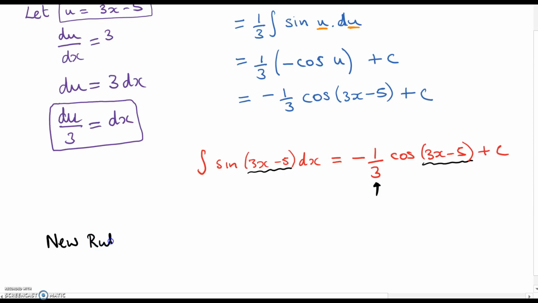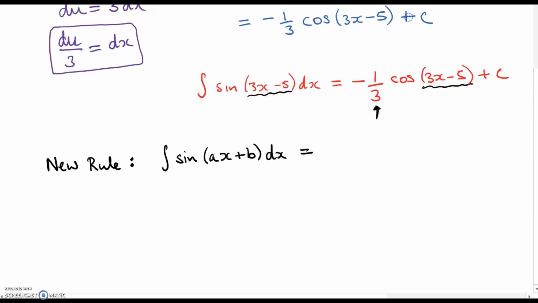Okay, now I know you don't base a rule on one example, but this is actually a rule that works. So if we have the integral of the sine of, instead of 3x minus 5, let's make it ax plus b, where a and b are just constants, ordinary numbers. Well, the rule is going to be: the integral of sine of ax plus b is going to be negative 1 over a times the cosine of ax plus b, and then plus the c for the constant.